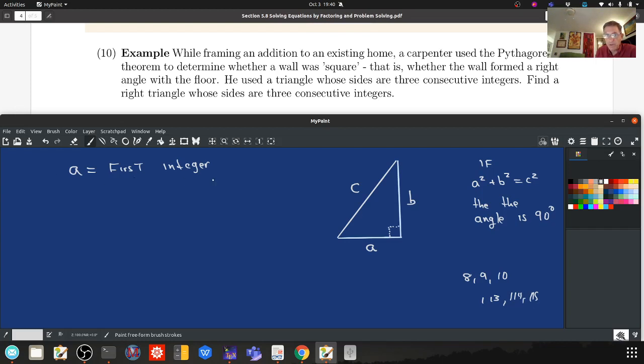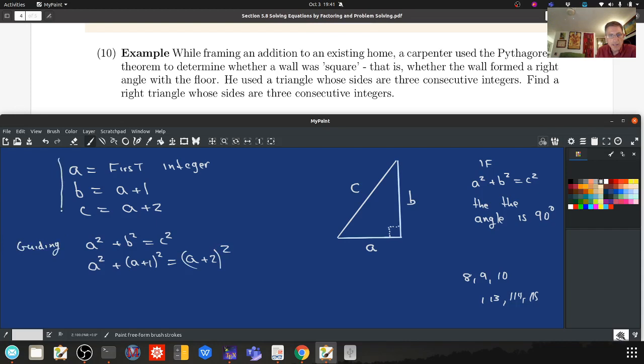So A is going to be my first integer. Then B is equal to A plus 1. And C is going to be equal to B plus 1, which is A plus 1 plus 1, which is A plus 2. So A squared plus B squared is equal to C squared becomes A squared plus, what is B? A plus 1 squared. And what is C? A plus 2 squared. So here's my guiding equation.